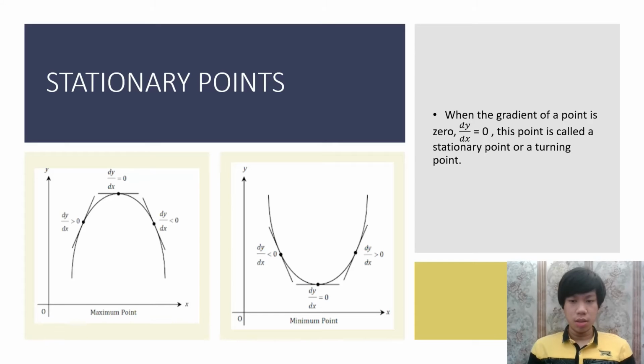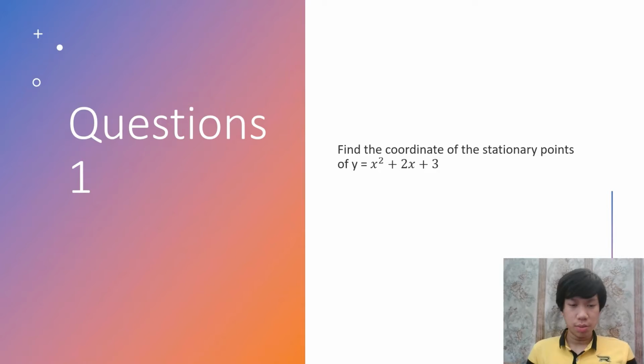Stationary points. When the gradient of a point is 0, dy over dx equals 0. This point is called a stationary point or a turning point. Question 1. Find the coordinates of the stationary point of y equals x squared plus 2x plus 3.